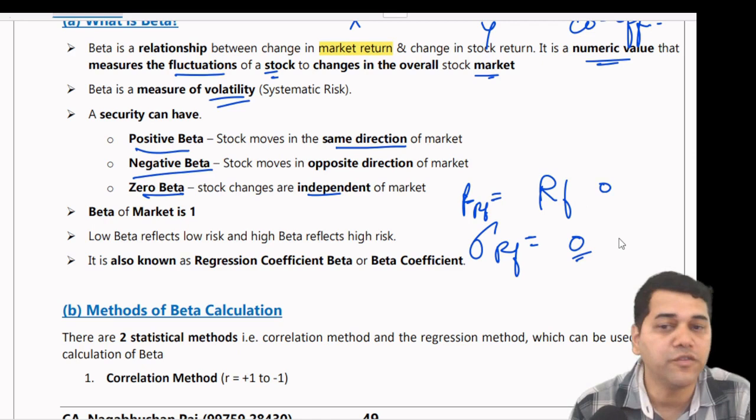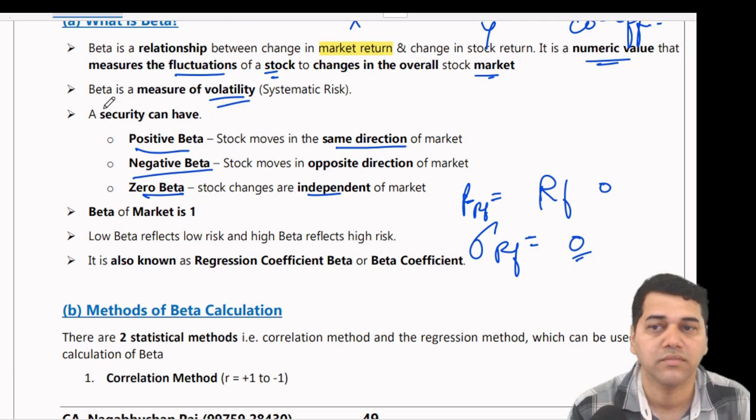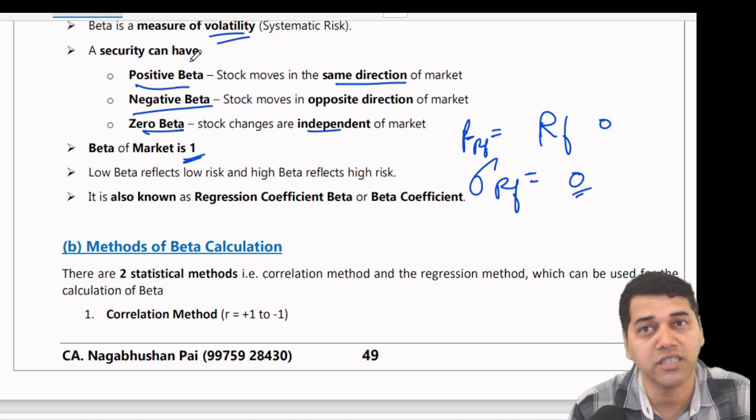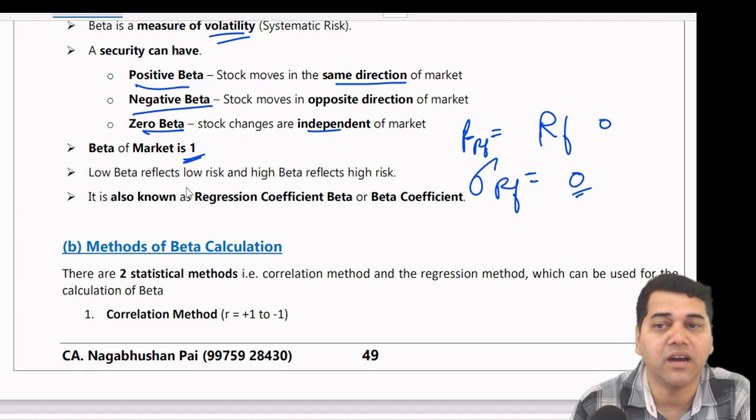Risk-free investments have no beta, because even if the market goes for a toss, it does not affect the return you are going to get. The beta of the market is always one, because the market moves in the same direction as itself. Low beta is low risk, high beta is high risk.